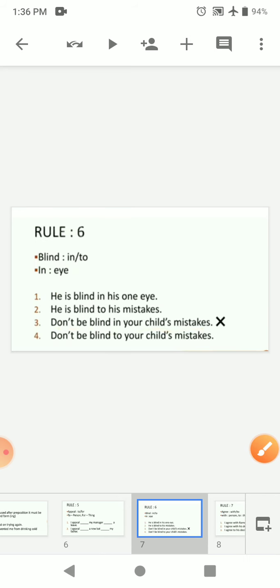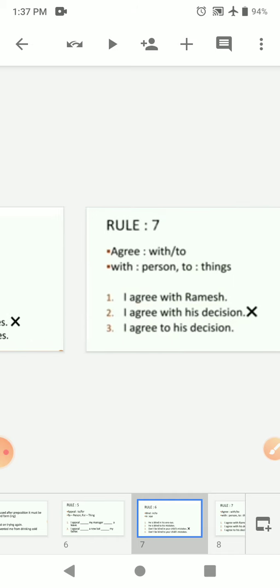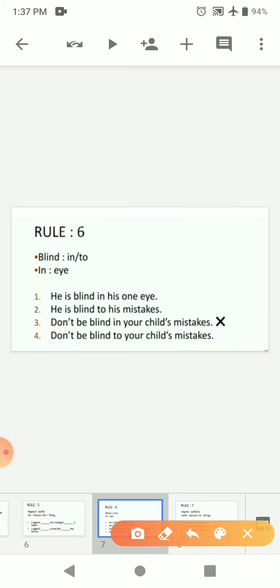Then we have rule number 6. Rule number 6 is regarding the use of this term blind. Blind takes either in or to. So we have to see where it takes preposition in and where it takes preposition to.